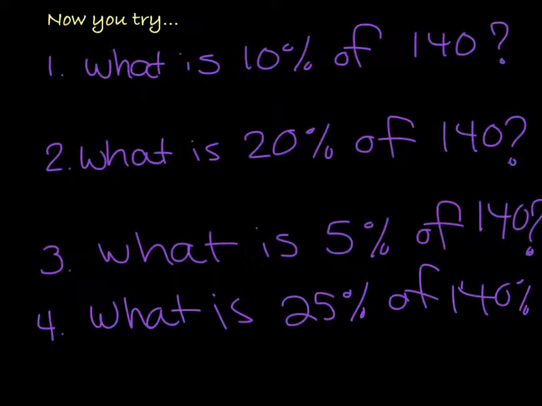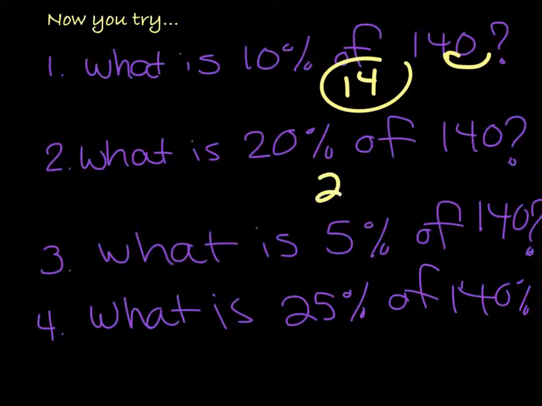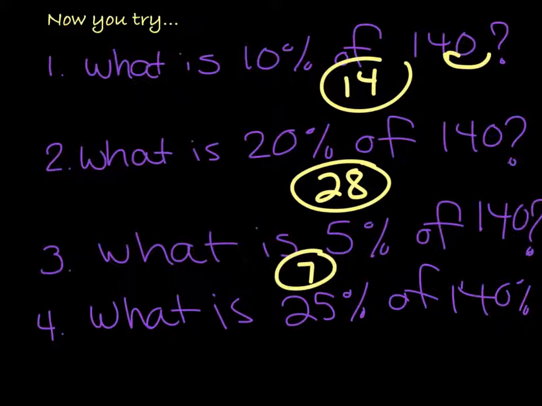Okay, so let's talk about these answers here. So 10% of 140, move that decimal point over, bam, 14, that easy. 20% of 140, well, I just calculated 10%, so 20% would be that doubled, so that would be 28. 5% of 140, well, 10% is 14, so 5% would be half of that, 7.